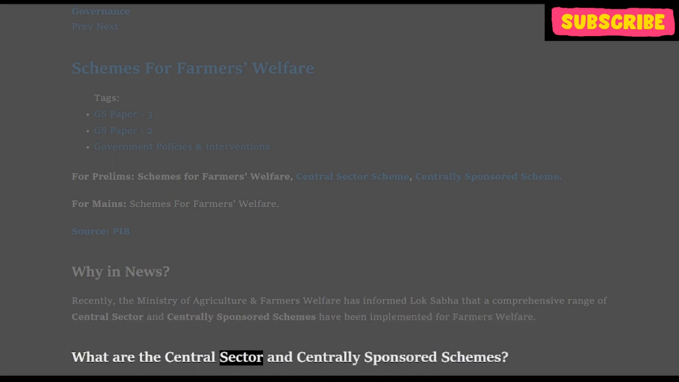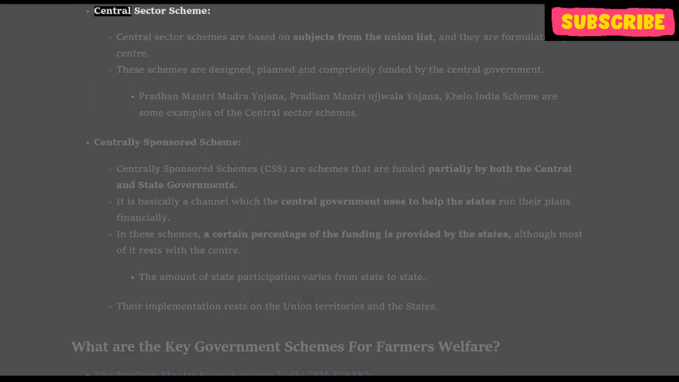What are the central sector and centrally sponsored schemes? Central sector scheme. Central sector schemes are based on subjects from the Union list, and they are formulated by the center. These schemes are designed, planned and completely funded by the central government. Pradhan Mantri Mudra Yojana, Pradhan Mantri Ujjwala Yojana, and Khelo India scheme are some examples of the central sector schemes.